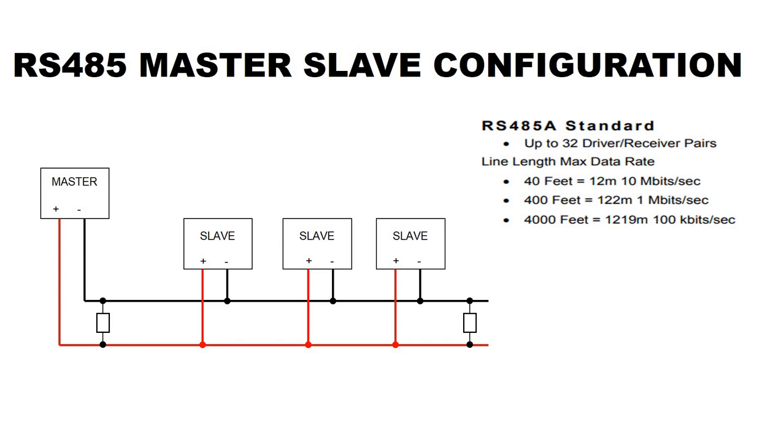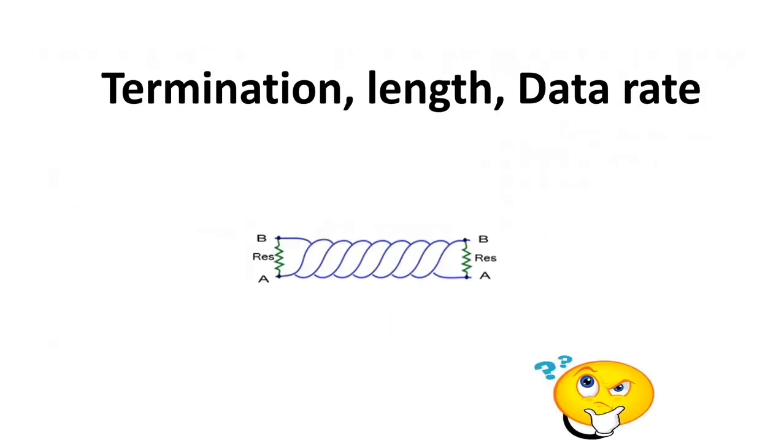and the data rate, the speed at which you can communicate, is inversely proportional to the distance length. You can see 10 megabits per second up to 12 meters, 1 megabit per second up to 122 meters, and 100 kilobits per second almost up to 1.2 kilometers.